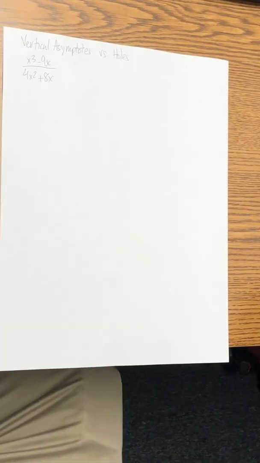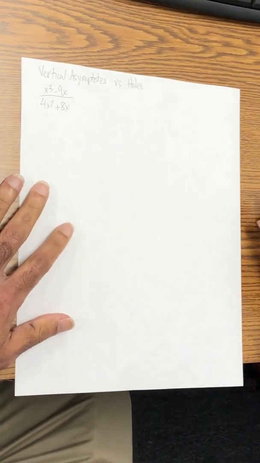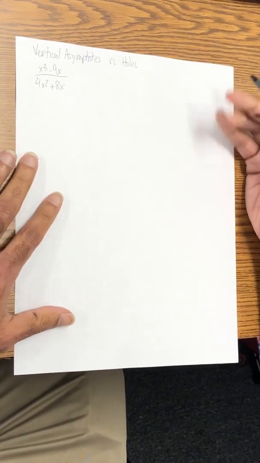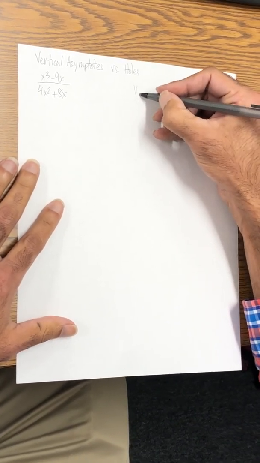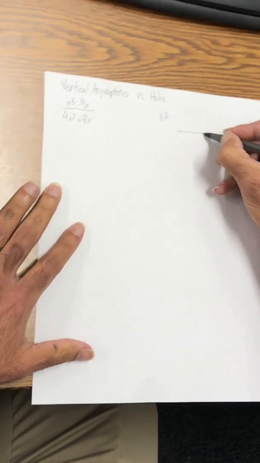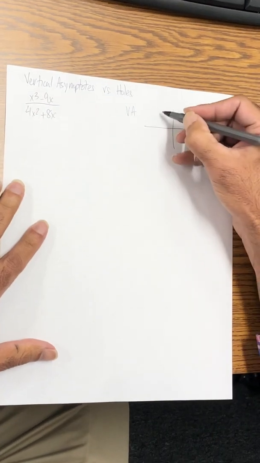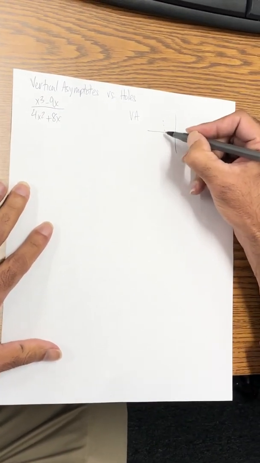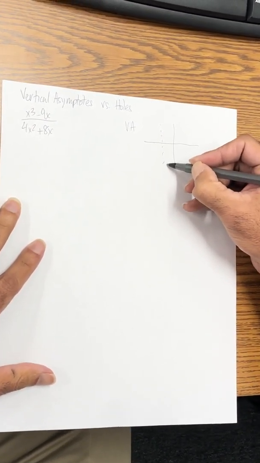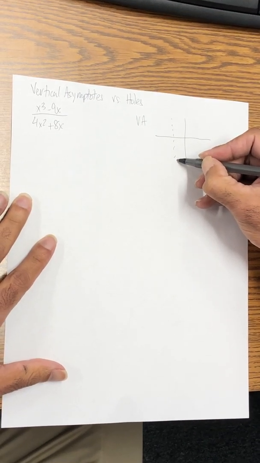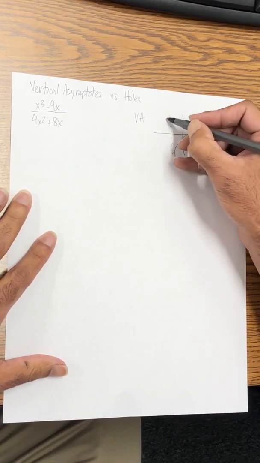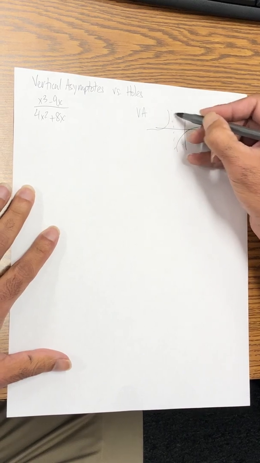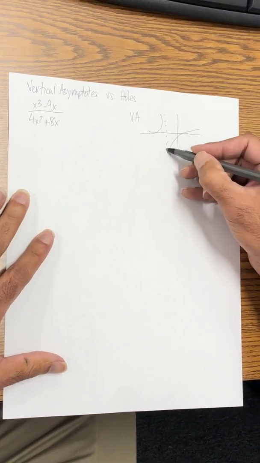Talk about vertical asymptotes versus holes. So let's talk about, first of all, what that is. A vertical asymptote, also known as a VA, in a graph is going to be this dotted line that you will see. And that means that the graph might go this way and it might go this way, but it never crosses over the dotted line.